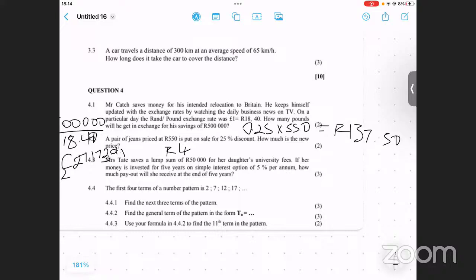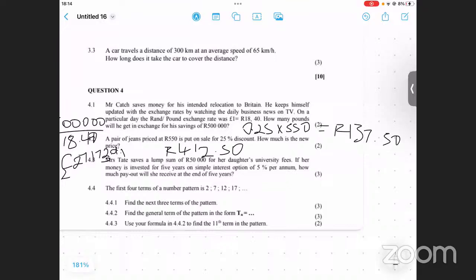Ma'am, 412.5. 412.50, 50 cents. Okay, perfect. Do you all get it? Yes, ma'am.